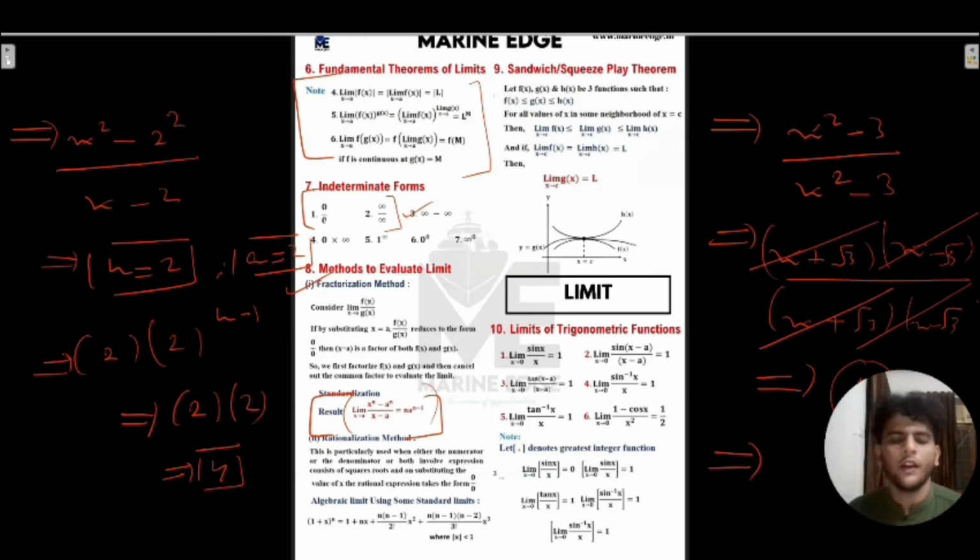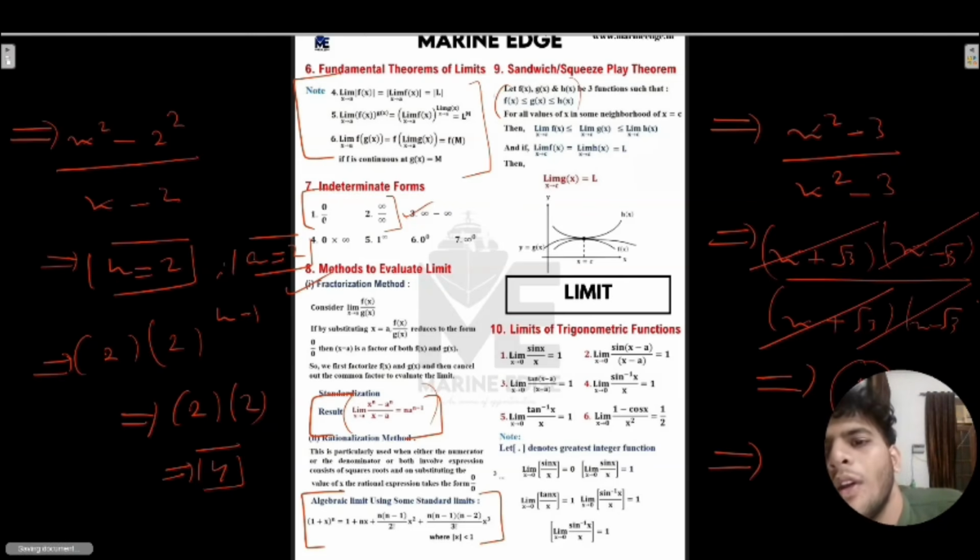Yes, the rationalization method. This is the method particularly used when either the numerator or the denominator or both of the involved expressions consist of square roots, and on substituting the value of x, the rational expression takes the form 0 by 0. Then there is the sandwich theorem, or the squeeze play theorem: let f(x), g(x) and h(x) be three functions. Obviously if you have three functions, you will have some difference between their values. One of them will be the least, the second a little greater, while the third will be the greatest.